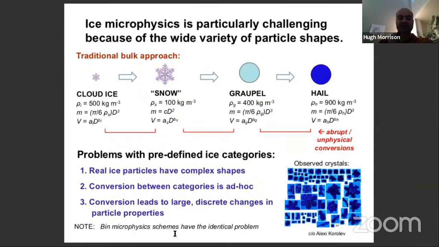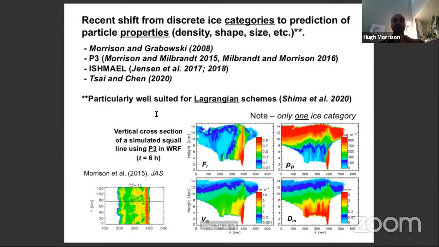I'll mention that bin microphysics schemes have a similar problem, for example, between conversion of snow to graupel. And there has been a recent shift from these discrete categories to the prediction of particle properties. So you smoothly evolve these properties rather than assigning things to different ice types. And that's all I'm going to say about this because I believe Jason's going to cover this in much more detail in his talk.